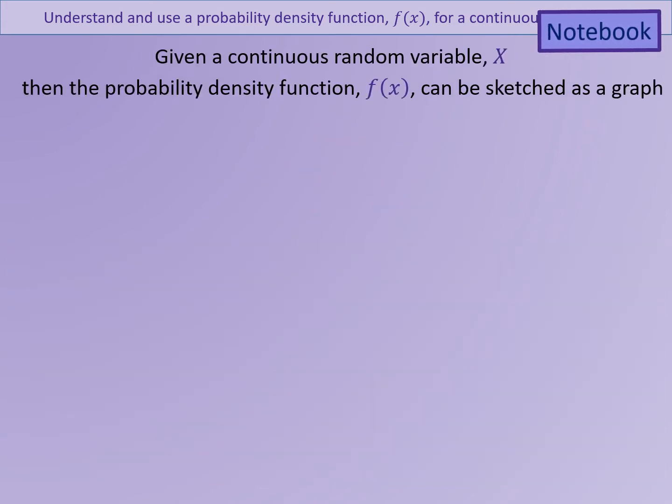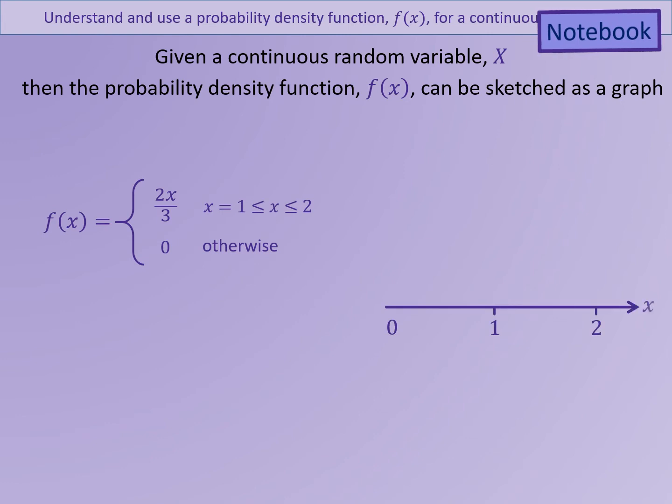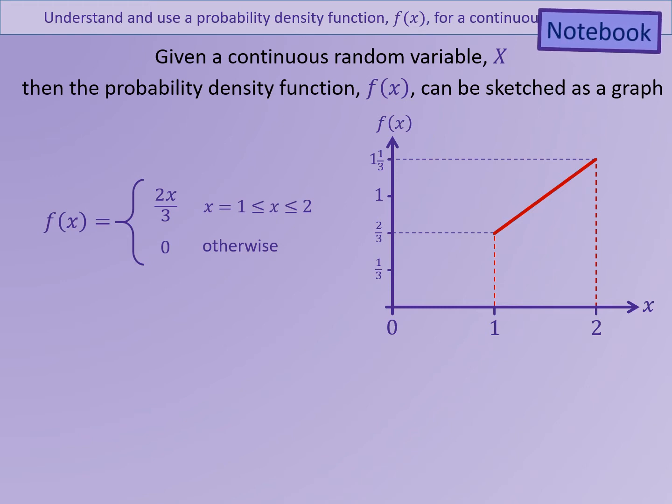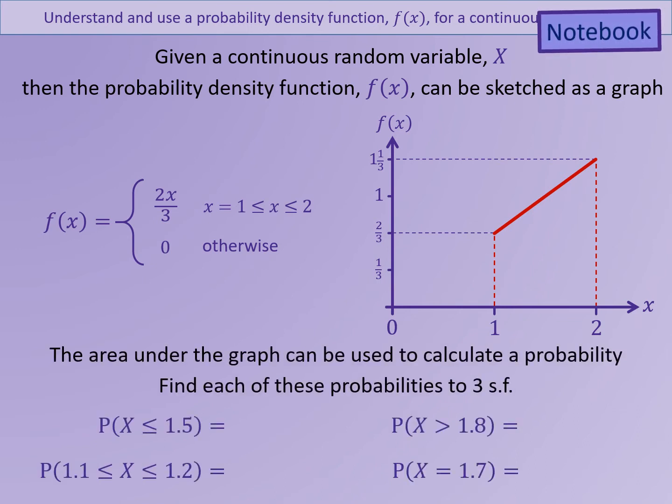If we have a continuous random variable x, then we can sketch the probability density function f of x as a graph. So using the PDF from the previous example, we can put x values along the horizontal axis, we can put f of x up the vertical axis. Because 2x over 3 is a straight line, we can show this part between 1 and 2 on the x-axis. And we can then use the area underneath the graph to calculate the probability that x will be a certain value. So we're going to calculate each of these probabilities to 3 significant figures.